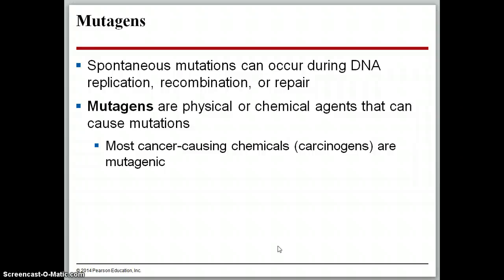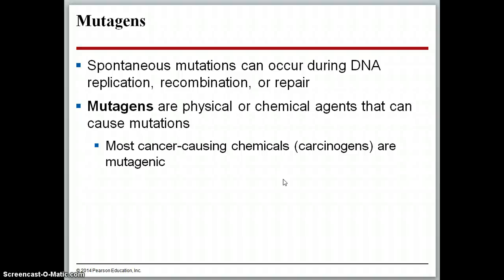So a lot of DNA mutations are spontaneous, just with replication, recombination, repair. It's very easy for a little mutation to slip in. Usually these are caught and corrected, but occasionally this mutation can appear in the DNA. There are chemicals as well that can cause mutations. We call these mutagens. Most carcinogens, so anything listed as a carcinogen, which would cause cancer, is also mutagenic.